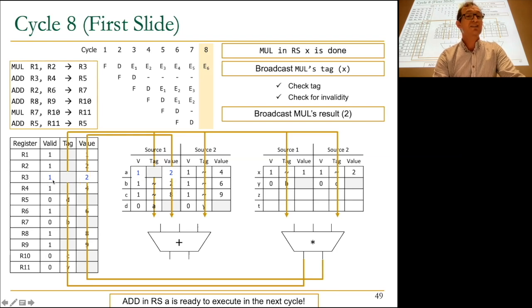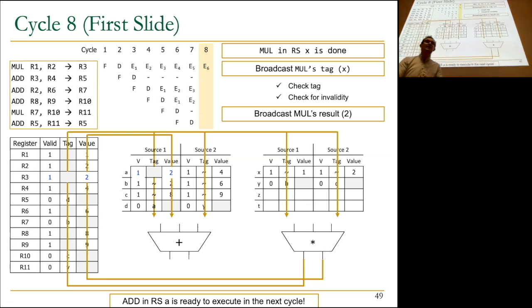Okay? So register 3 became 2 and valid. And this source 1 in reservation station entry A became 2, value became 2 and valid. And now this add in reservation station A is ready to execute in the next cycle, right? There's some logic that determines that. That's the wake up logic. So that's beautiful. This is how we communicate the value.